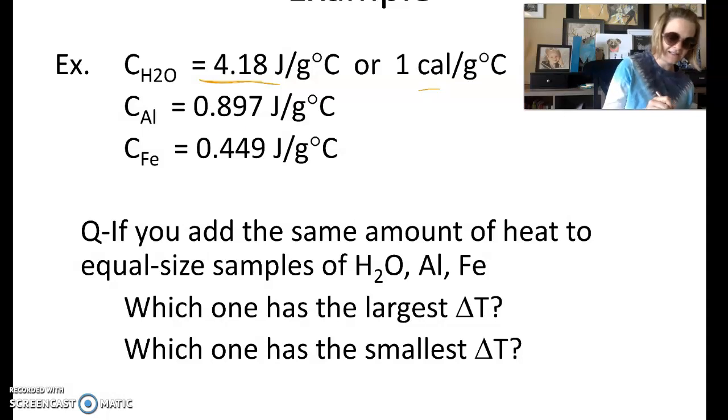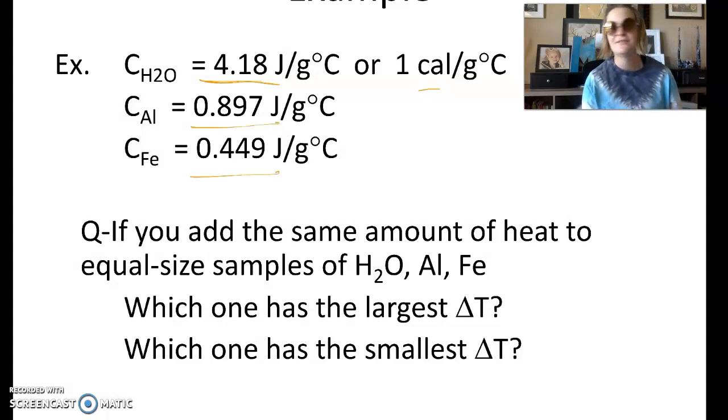Aluminum's heat capacity is 0.897. Iron's heat capacity is 0.449. If you want to look up other heat capacities, Google it. Otherwise, if you grabbed a textbook before this whole thing started, I think in the back in the tables section, there's a table of heat capacities, but we're in chapter 16 if you ever get scared.